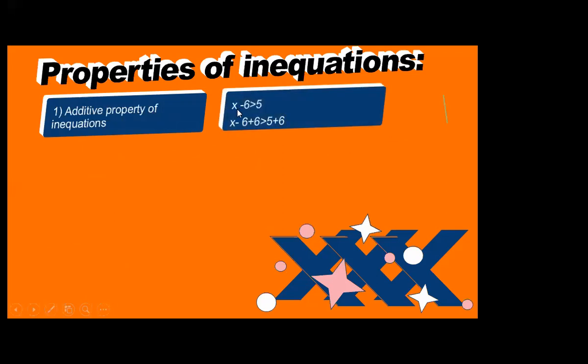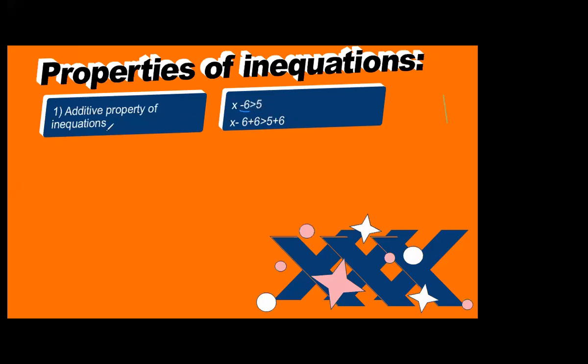For example, students, if x minus 6 is greater than 5, the additive property says that if we have to find the value of x here, this 6 is being subtracted from x, and we only want x over here. Why? Because in these types of questions, we want to find the solution set of x. So here this 6 is subtracted from x. So what we can do, we can add 6 on both sides.